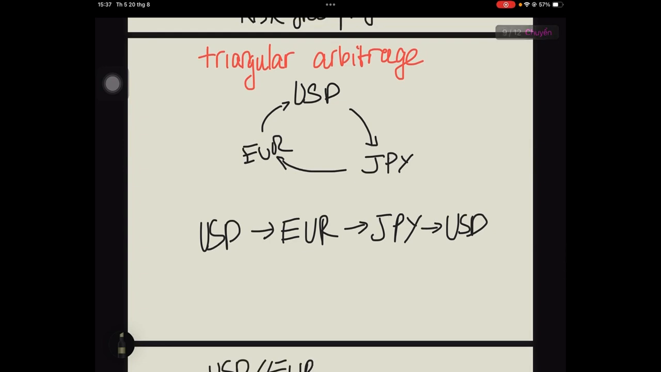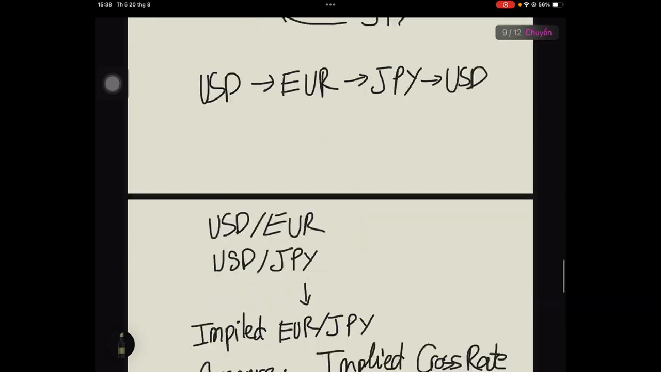Suppose we have three currencies: US dollar, euro, and Japanese yen. We can convert USD to euro, then euro to yen, and yen back to USD. If the exchange rates are perfectly consistent, we end up with exactly what we started with, ignoring transaction costs. But if the quoted rates are inconsistent, the loop can produce a profit. That's the basic logic of triangular arbitrage.